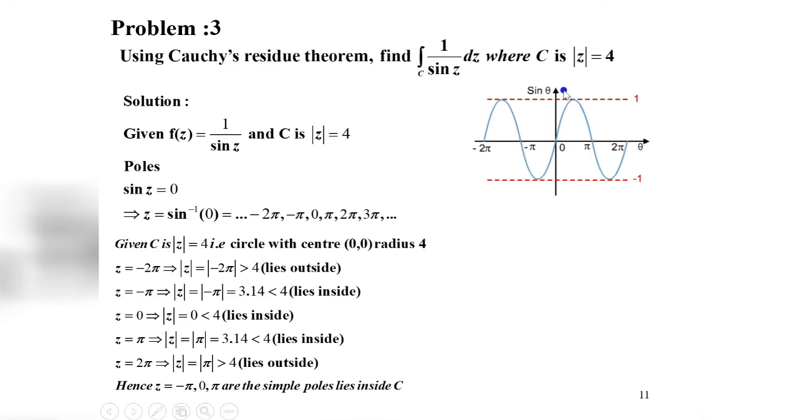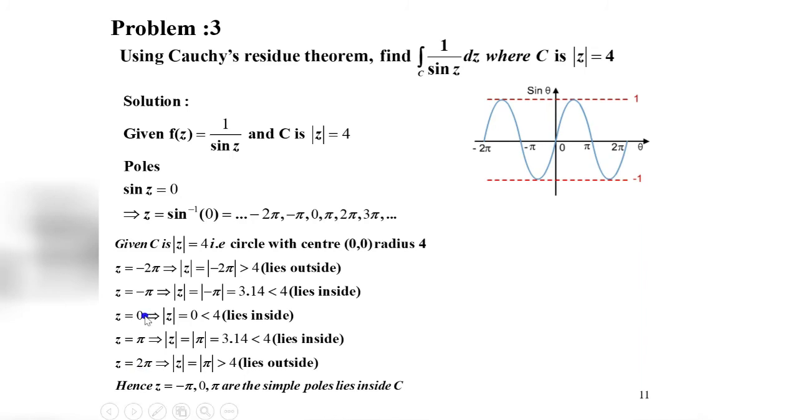If you take z as minus pi, taking modulus, minus pi becomes plus pi, the pi value is 3.14, which is less than 4, that means it lies inside the given region. If you take z as 0, it also lies inside, z equal to pi also lies inside, z equal to 2 pi lies outside. So from this, the poles beyond minus 2 pi and 2 pi lie outside the given region, and only 3 poles, minus pi, 0 and pi, lie inside.